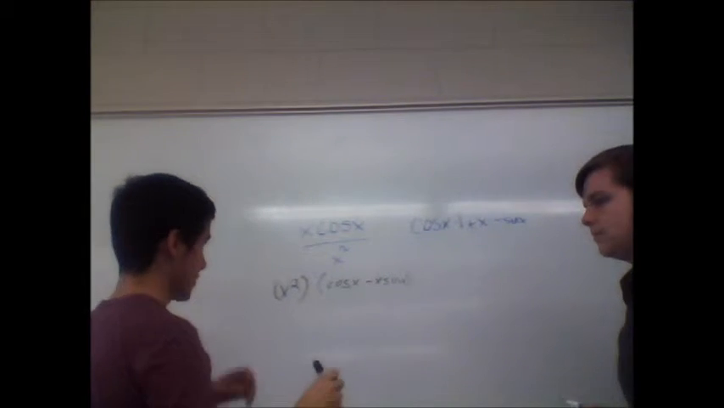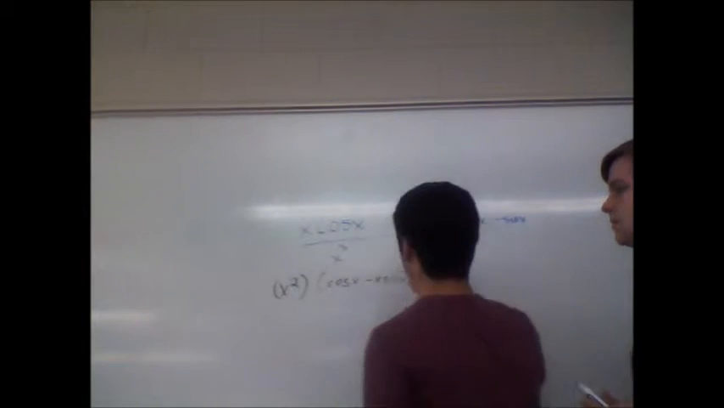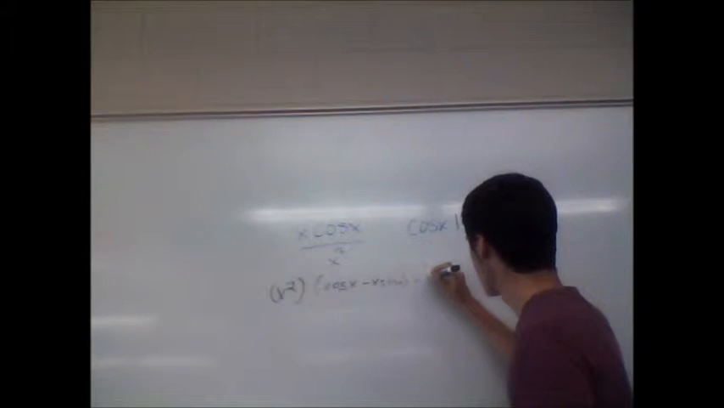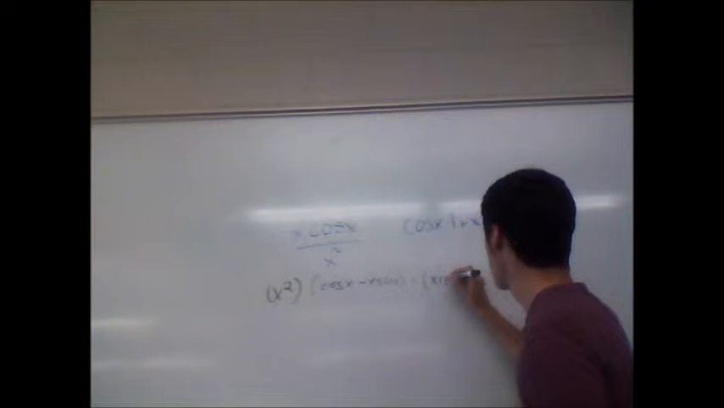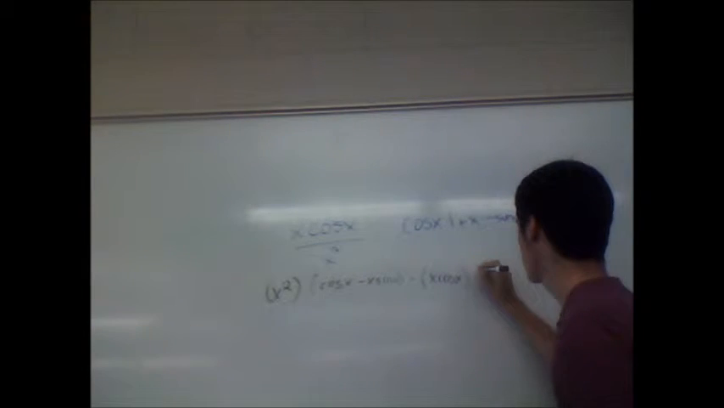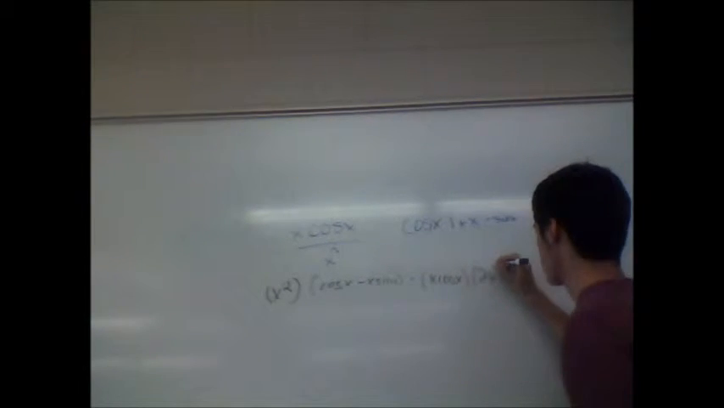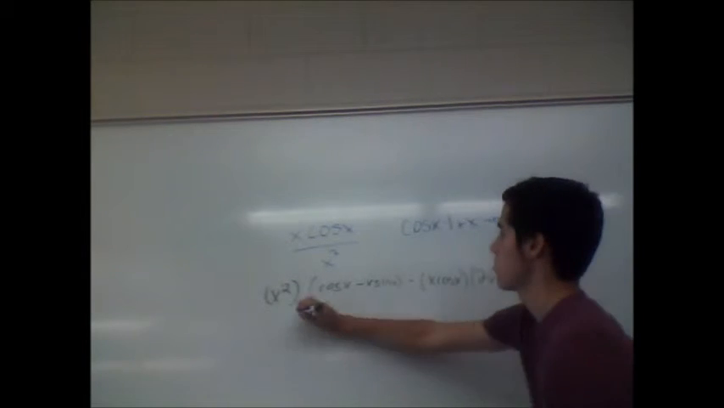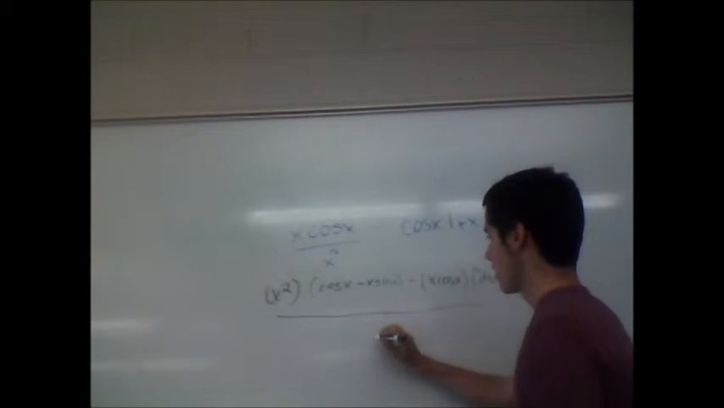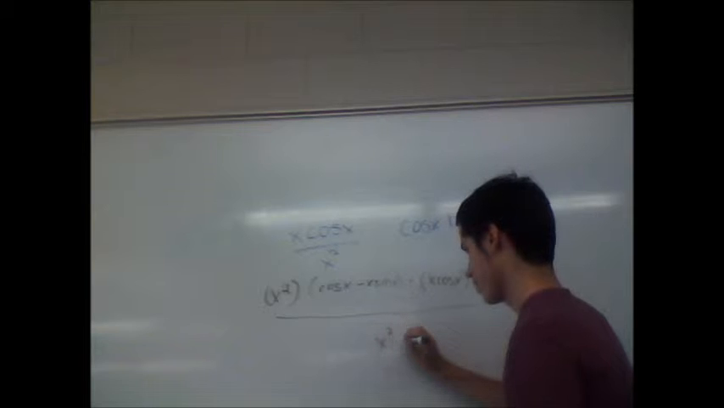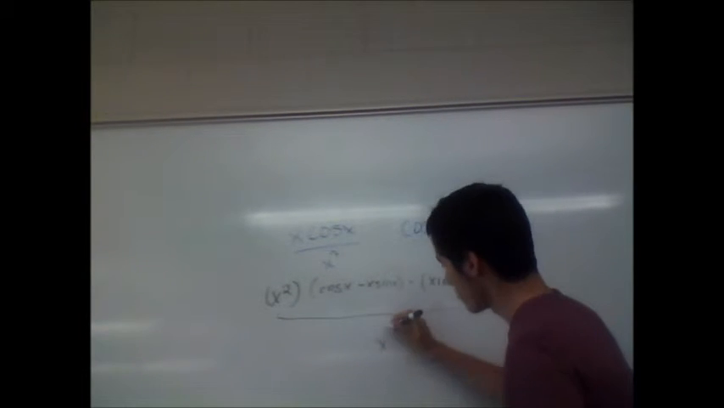Alright, now you add on minus high d low, and 2x, which is the derivative of x squared, all over x squared squared, or just x to the 4.